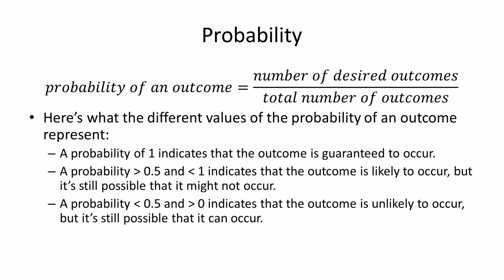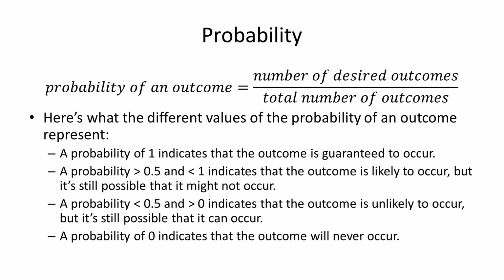A probability less than 0.5 and greater than 0 indicates that the outcome is unlikely to occur, but it's still possible that it can occur. A probability of 0 indicates that the outcome will never occur.